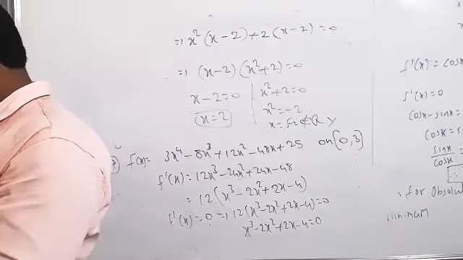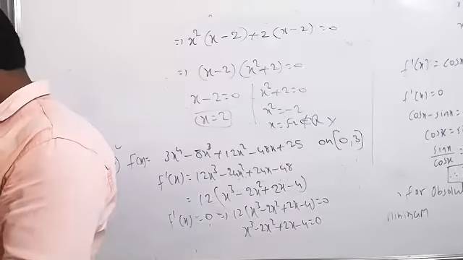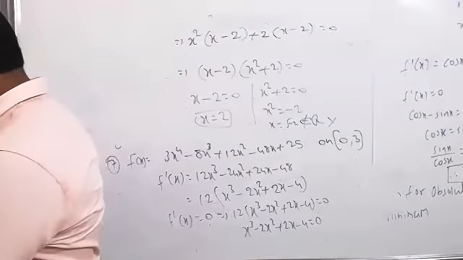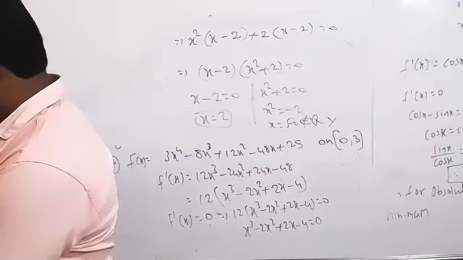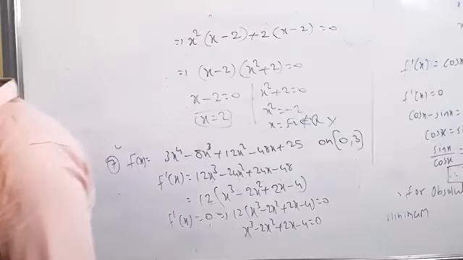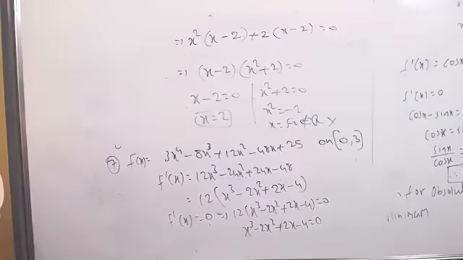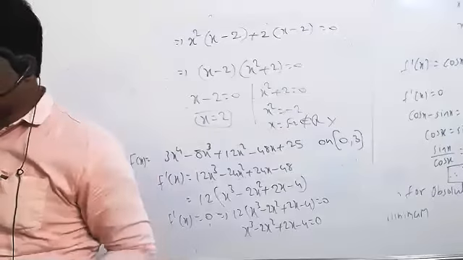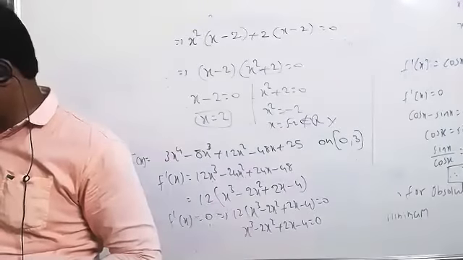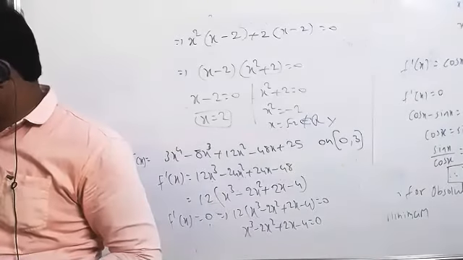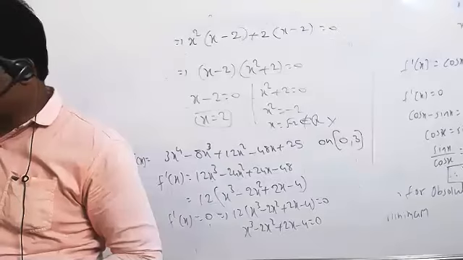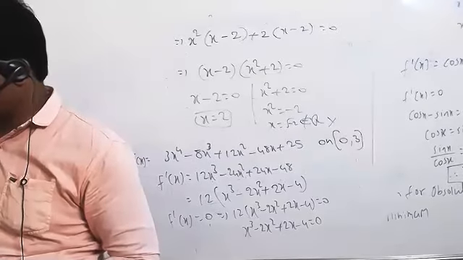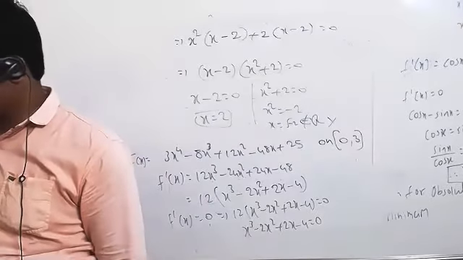Next, this is the important question. At x equal to 3, we got 16. The absolute maximum is at x equal to 0, then the absolute minimum is at x equal to 2. But at x equal to 3 we got 16, which is neither a maximum nor a minimum.